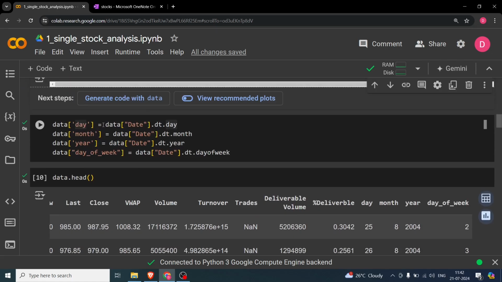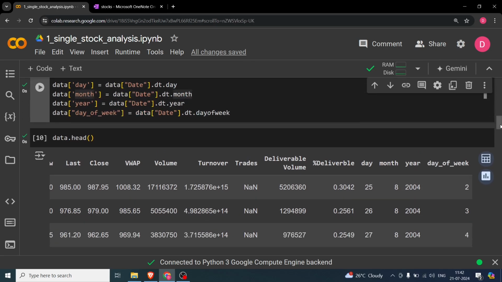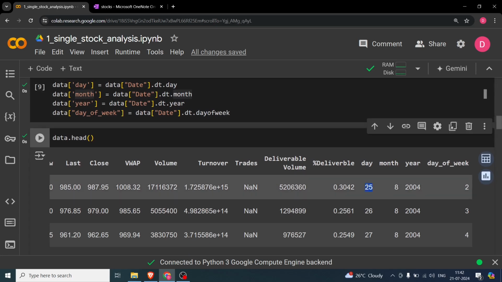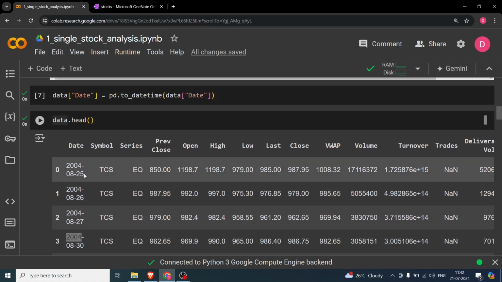So whatever date column we have converted to datetime, we will do .dt.day. This will give us the day. Similarly, this will give us the month. Let's see the day first. After that you can see over here the day is 25th. If you remember from here, the first day was 25th.